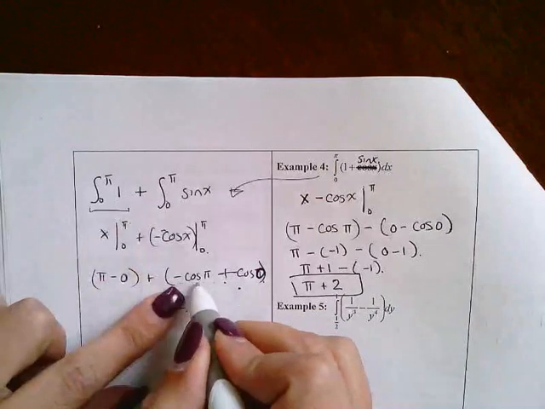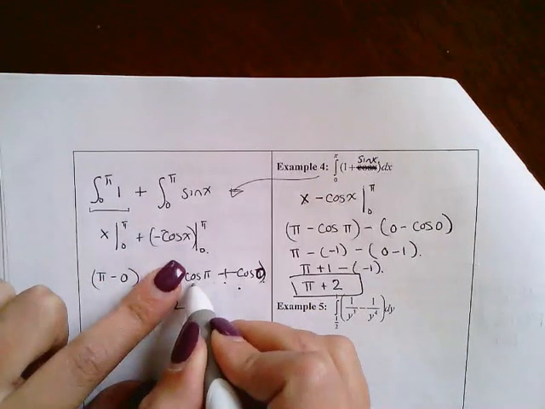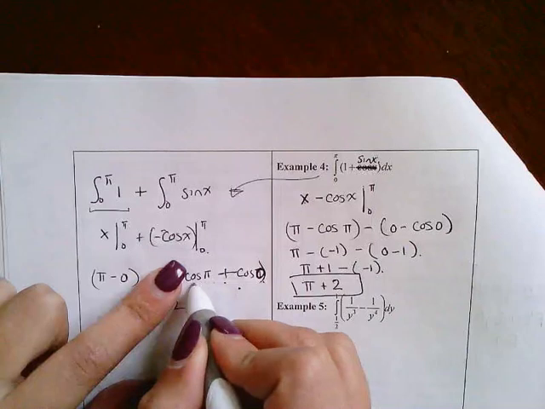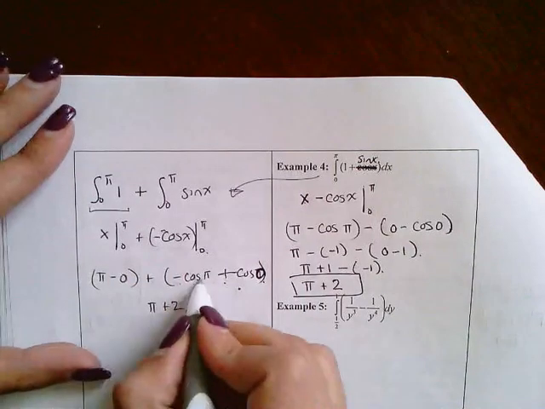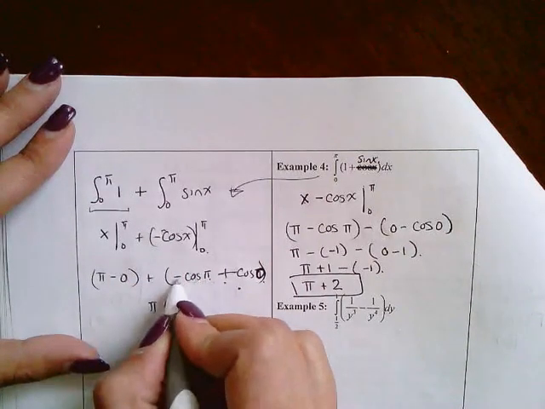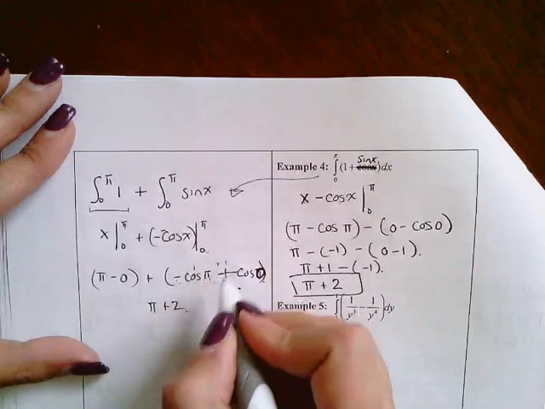So this is negative cosine of pi. Cosine of pi is negative 1. Oh, because cosine of pi is negative 1, and then there's the negative, so that's going to be 1 plus 1, and that's 2.